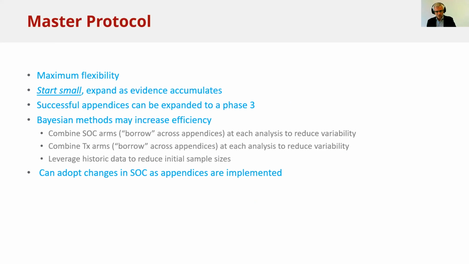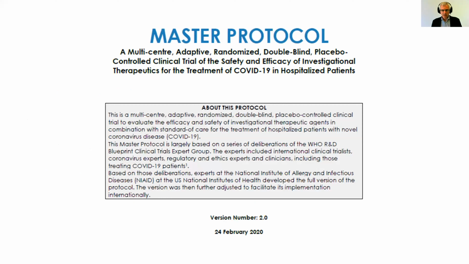Bayesian methods can be used to increase the efficiency by combining control arms or combining treatment arms, either in whole or in part. And you might even leverage historic data to reduce the initial sample sizes. I'll talk more about that in a little bit. And you can adopt changes in the standard of care appendices as they are implemented. So these are eminently flexible.